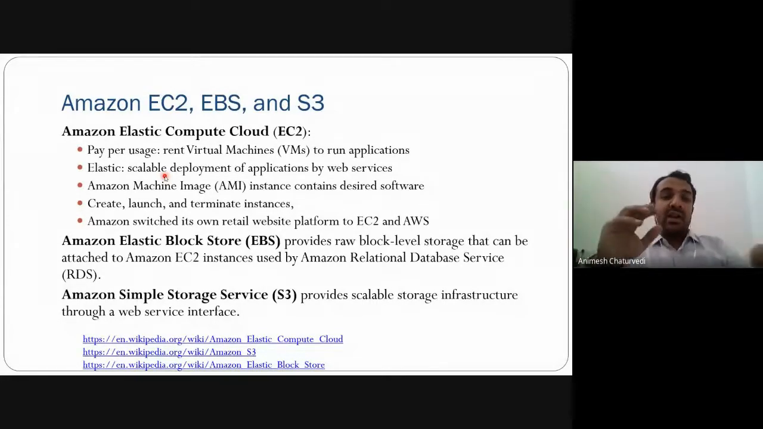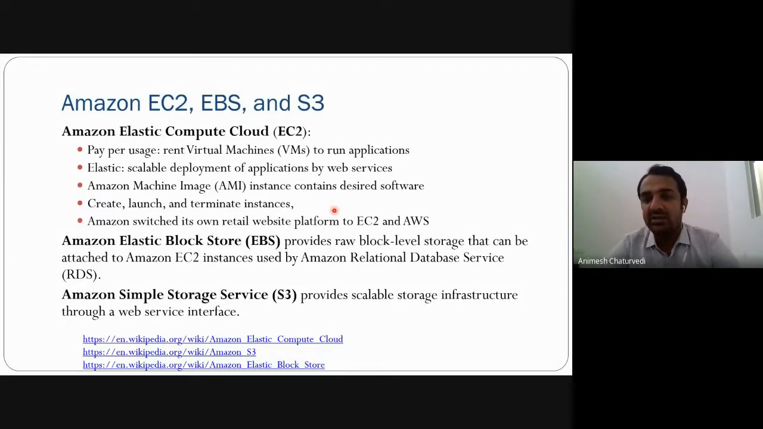Then it creates Amazon images. Amazon images are created for the management of various types of operating systems, and an operating system contains various types of software. Then there is create, launch, and terminate. You create an instance or image of some software installed over an operating system, then you launch that software and start using it, and then you may terminate that image.